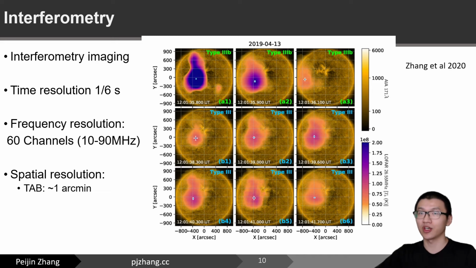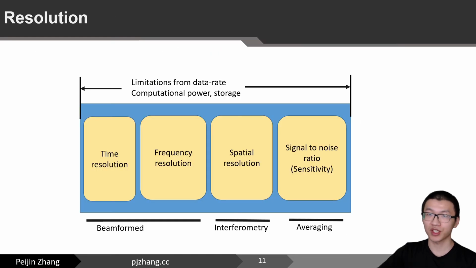This is an example of interferometric imaging of type IIIb and type III radio bursts. As we can see, we can resolve the shape and even more details in the source. This cannot be done with beamformed imaging. This can only be done with interferometric imaging. Back to the discussion of resolution. Beamformed imaging is really good at time resolution and frequency resolution, but it's not so good at spatial resolution. Interferometry is very good at spatial resolution, but it squeezes these two aspects, the time resolution and frequency resolution. And if we want to see weaker signals, we need to do averaging.